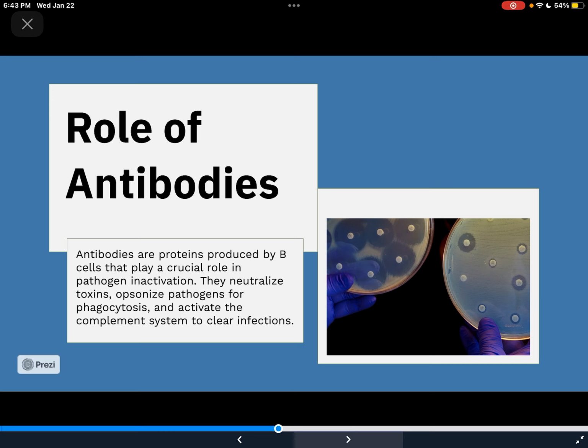Here's the role of antibodies. Antibodies are proteins produced by B cells that play a crucial role in pathogen inactivation. They neutralize toxins, opsonize pathogens for phagocytosis, and activate the complement system to clear infections.